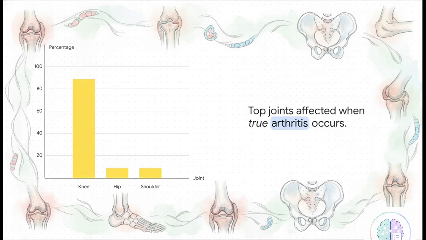Now, simple arthralgias, just general joint aches, were common back in stage 1, but true, full-blown arthritis takes much longer to develop. This true arthritis eventually strikes about 60% of untreated cases. When we break down which joints are targeted, it's overwhelmingly the knee, at a staggering 89%. That's followed by the hip at 9%, the shoulder at 9%, the ankle at 7%, and the elbow at just 2%.